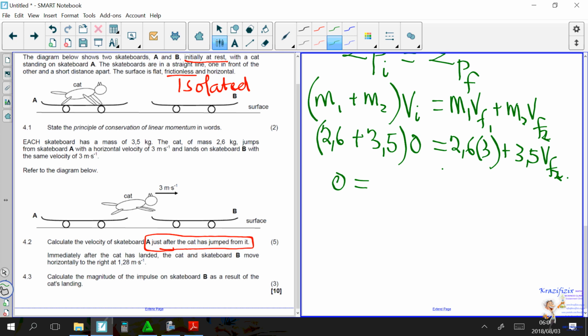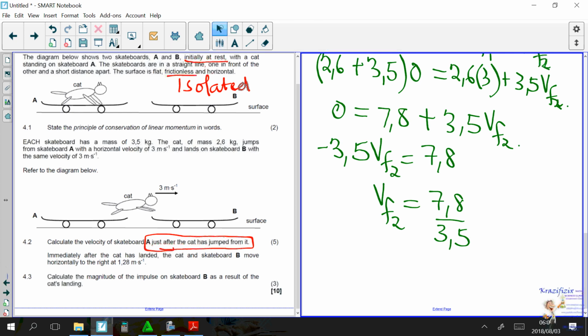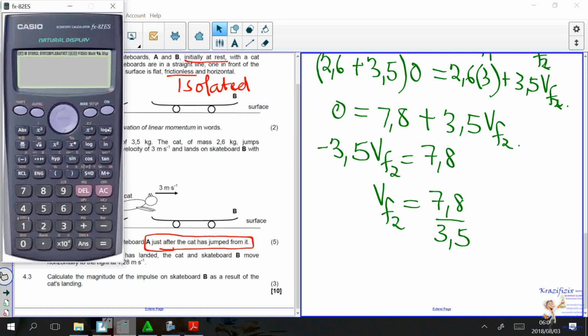Okay, what do we do? We can move the 3,5, all right? I want us to make the maths very easy. It equals 7,8. Now what do we do? We divide both sides by 3,5. VF2 therefore equals 7,8 over 3,5. Okay, let's go get our calculator quickly and calculate this. What do we have?